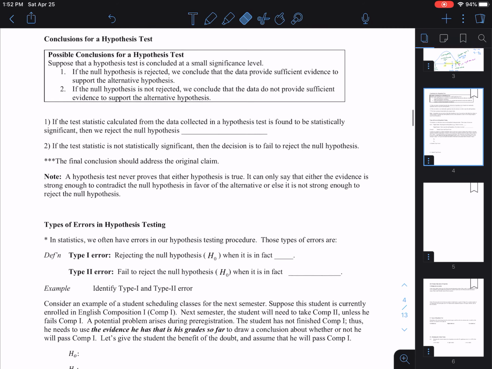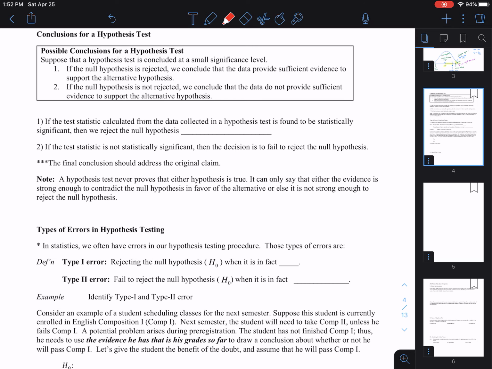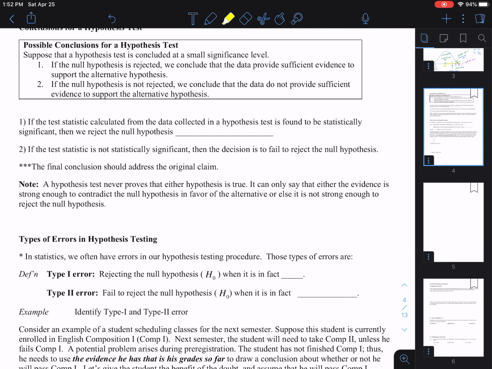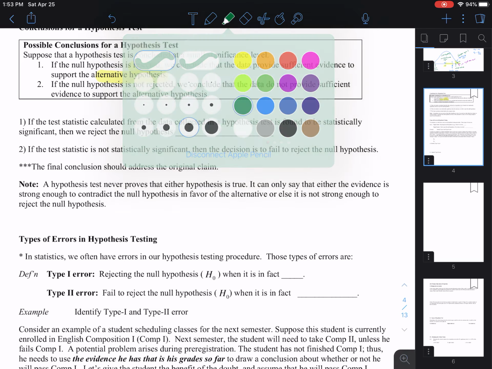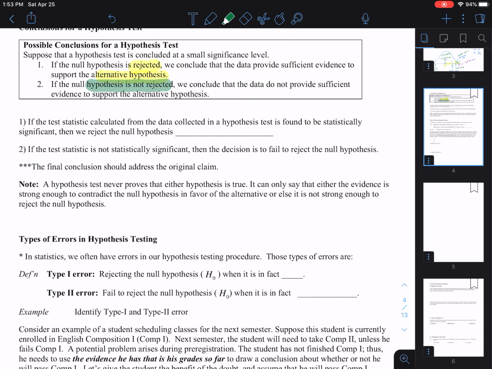So there are two possible conclusions that we can have in any hypothesis testing. One is that if the null hypothesis is rejected, then we conclude that there is sufficient evidence to support the alternative hypothesis. Or if the null hypothesis is not rejected, then we conclude that the data do not provide sufficient evidence to support the alternative hypothesis. And in this class, we always want to tie it back to the original claim, the claim that the author is making, or the person in the article is saying. So whatever our conclusion is, whether we reject the null or not, we want to bring it back to the original claim.